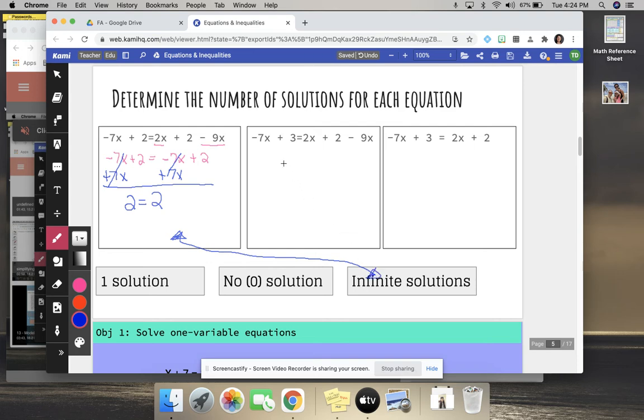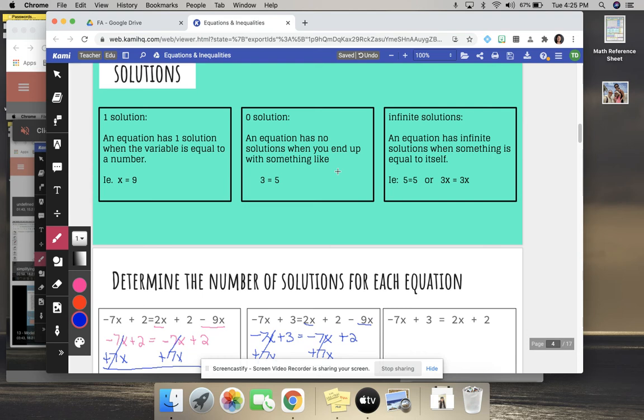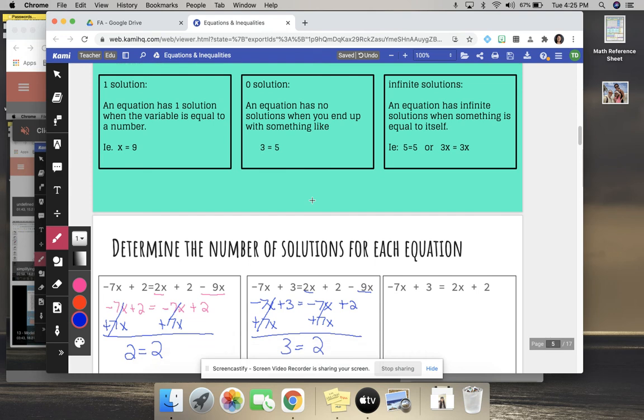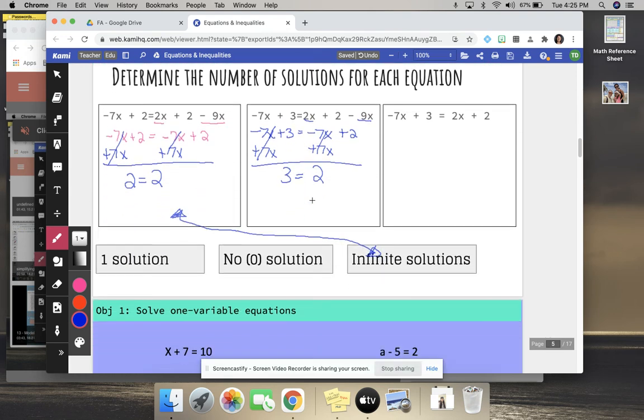For the second one, I have almost the same one. I just have different numbers, but I'm going to copy this over here. Because I see that I have two x's over here, so I still have negative 7x plus 2. I'm going to add 7x to both sides because that's the only thing I can do. And I'm left with 3x on the left, and I'm left with 2 on the right. And I look up and I see when you end up with something not equal to something, two different numbers, that means it has no solution.